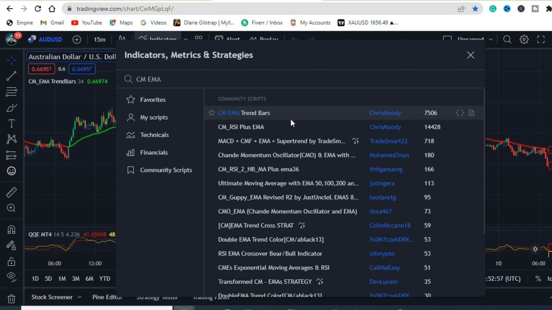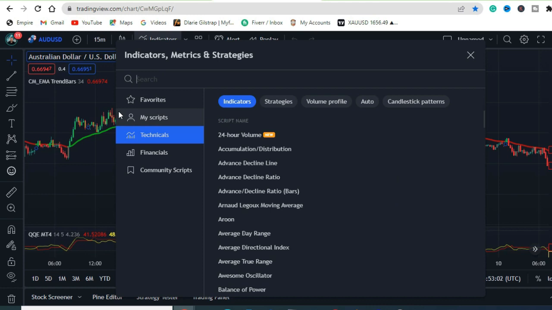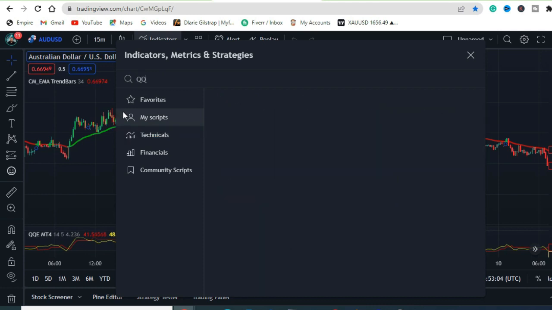As for the second indicator I used, you can do the same thing by coming over here and typing QQEMT4. And right here you're going to choose this. So these two indicators are what are used right here.